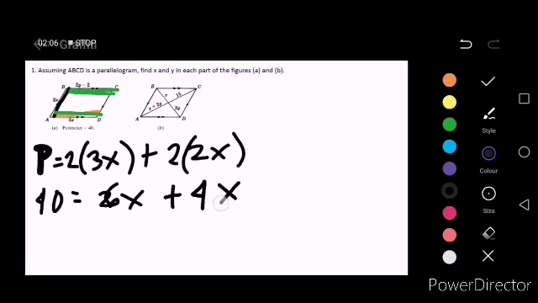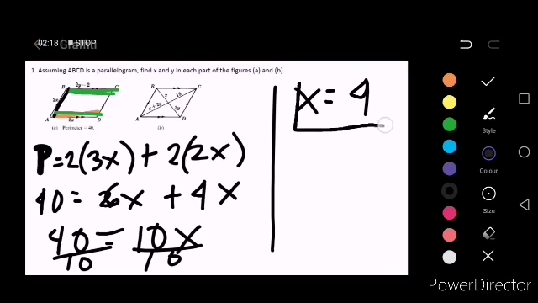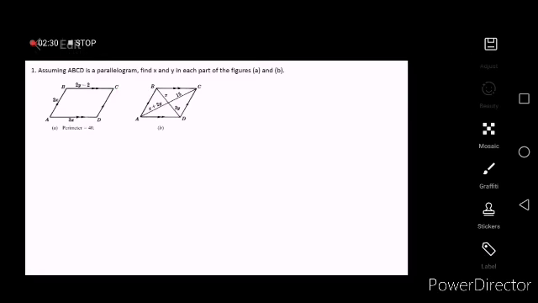We can now solve for the missing value of x, which is what? Okay, by using your knowledge in algebra, divide both sides by 10. So, x is equal to what? X is equal to 4 units. Okay? Tapos na. Nasolve na natin yung x. X is equal to 4 units. How about the value of y?